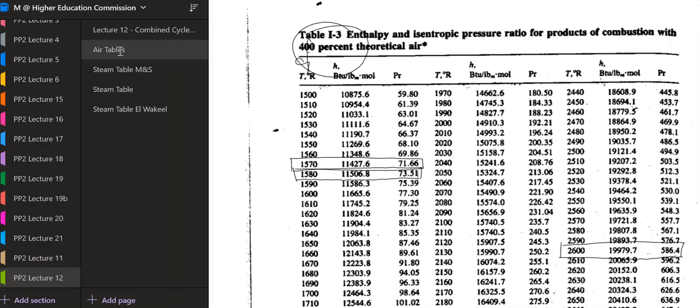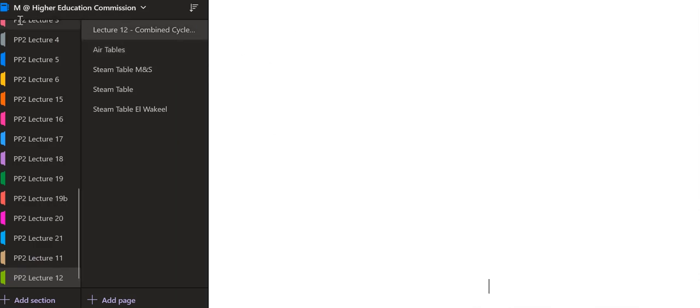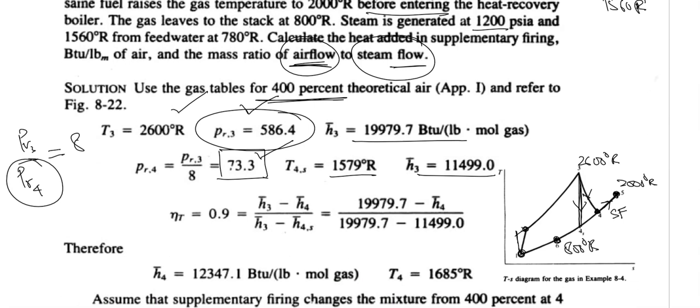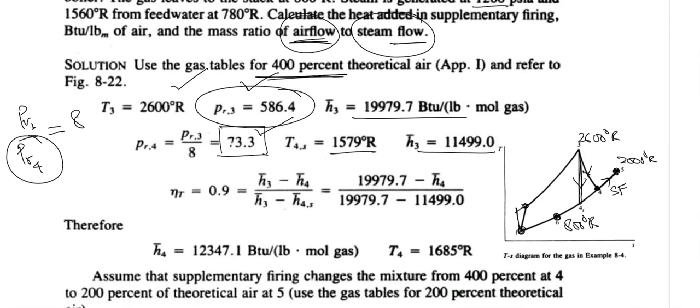So that means interpolating between them, I can find the enthalpy and temperature at state 4. So 1579 degrees Rankine is there, and the enthalpy is over here as well. Please write down the value of enthalpy, in units of BTU per pound mole of the gas. Sorry, that is 4s rather than 3. So I find the enthalpy at 4s over here.